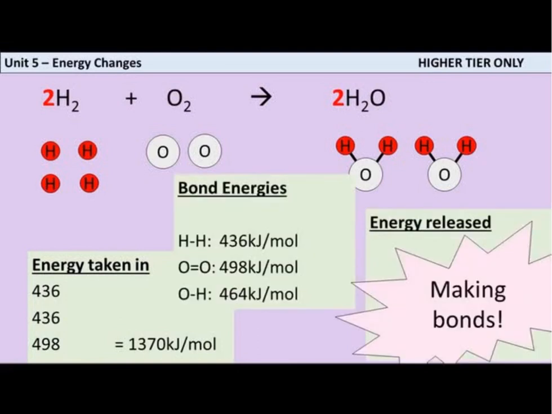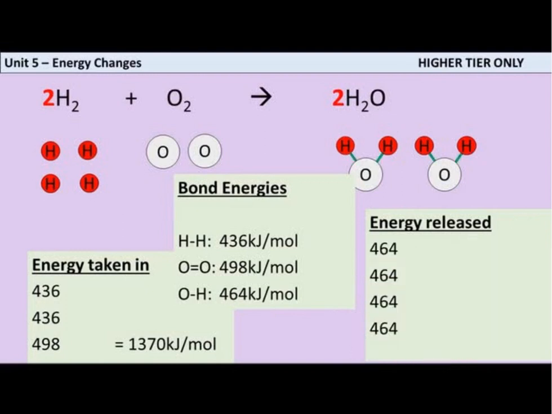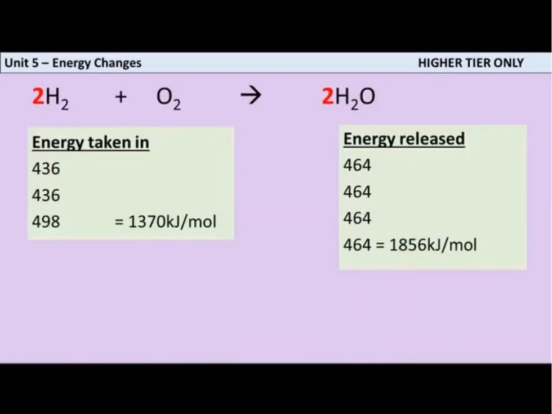I'm going to make 2 water molecules, so I'm actually going to need to make 4 oxygen-hydrogen bonds, and each of those has a value of 464. So again, I'm going to cross out each bond in turn, or colour them in with a green highlighter, and write down 464, 464, 464, 464, and if I add all of those up, I get 1,856.